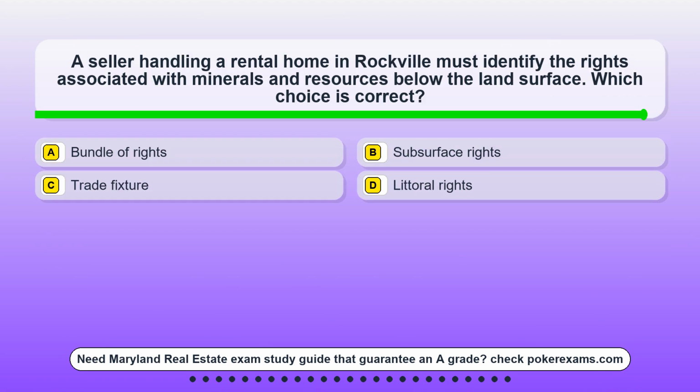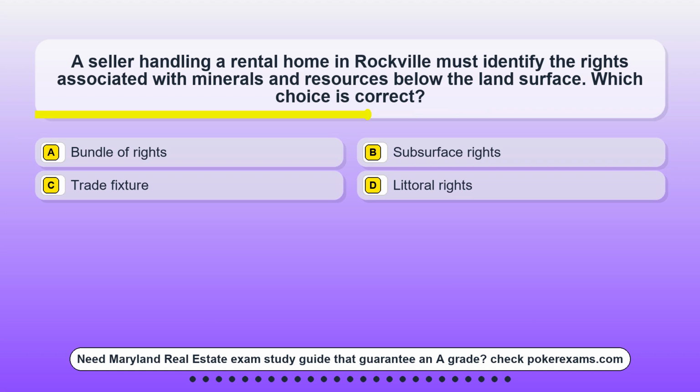Question 24. A seller handling a rental home in Rockville must identify the rights associated with minerals and resources below the land surface. Which choice is correct? Option A, bundle of rights. Option B, subsurface rights. Option C, trade fixture. Option D, literal rights.